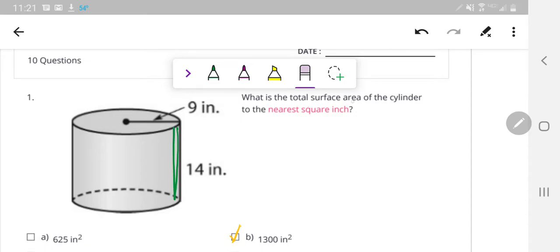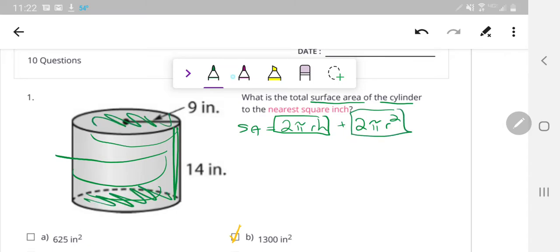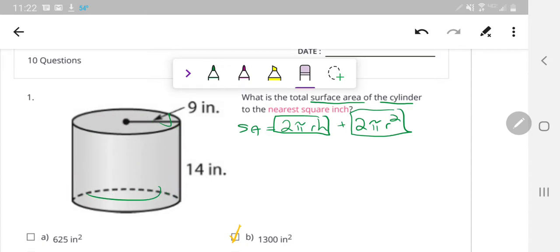Number one, we're finding the surface area of a cylinder, so we're going to write that formula down. We can look on our reference sheet. That formula is 2 pi r h plus 2 pi r squared. We have the lateral surface area, that's the curved surface, right? And then we have this part, which is both bases. And when we add those up, we get our total surface area. So let's plug in everything. I'm just going to use the pi button, and the radius is 9, the height is 14.